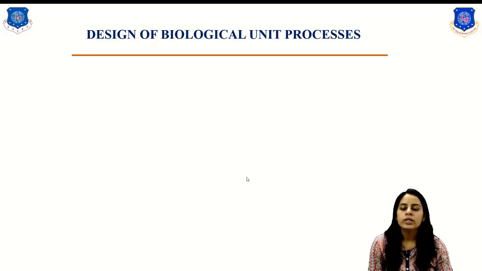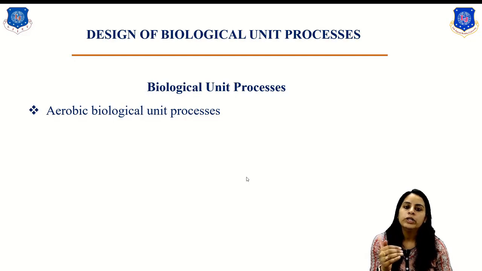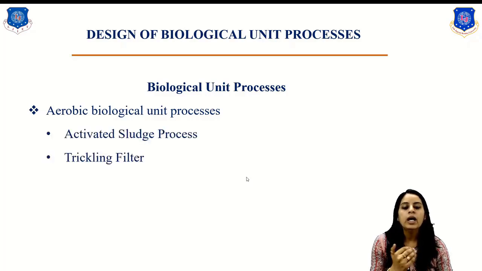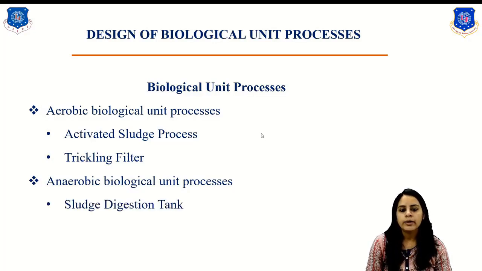In today's lecture, we discuss the design of biological unit process treatment. Basically, biological unit processes are classified in two types: the aerobic biological unit process and the anaerobic biological treatment process. Aerobic biological unit processes are again classified in two types: the activated sludge process and the trickling filter. The anaerobic biological unit process is classified in one type, which is the sludge digestion type.